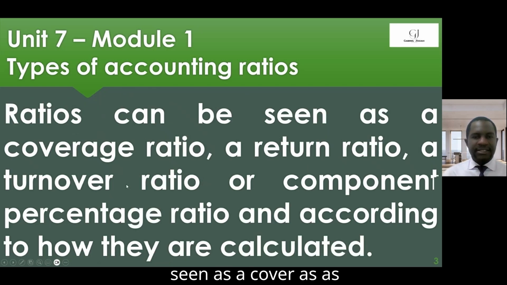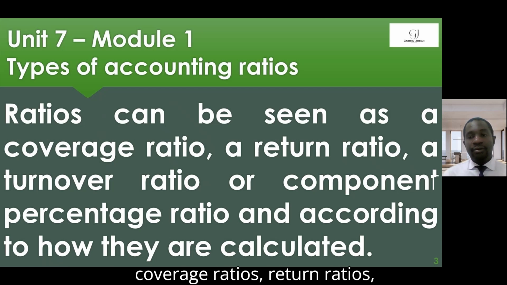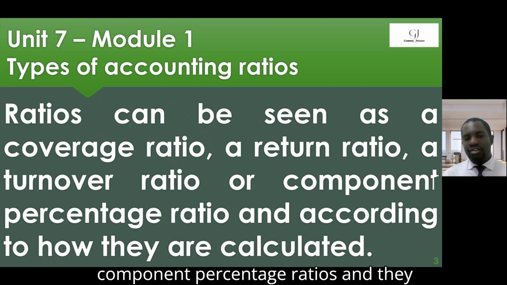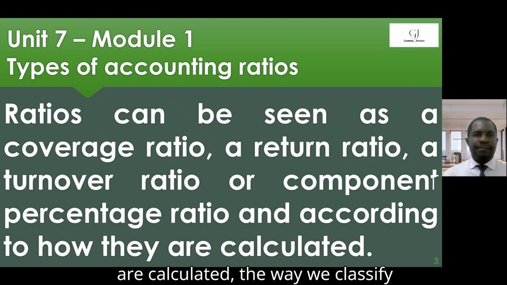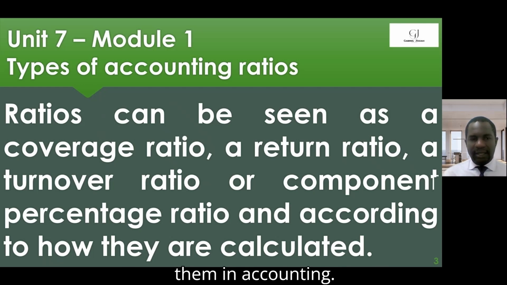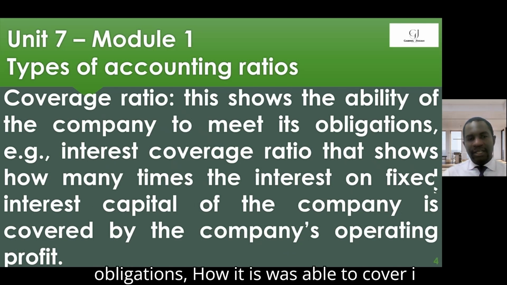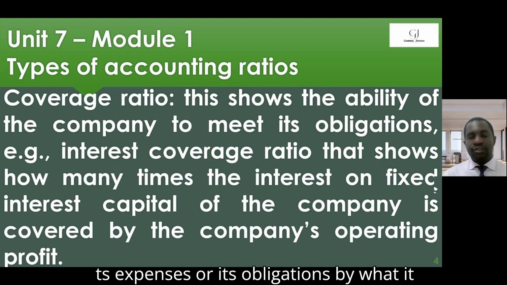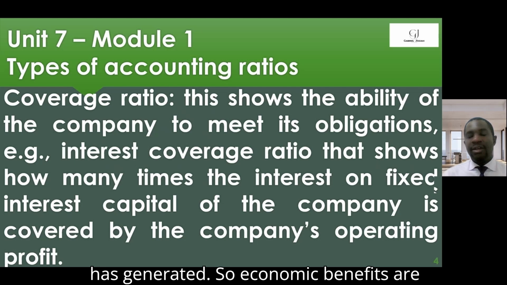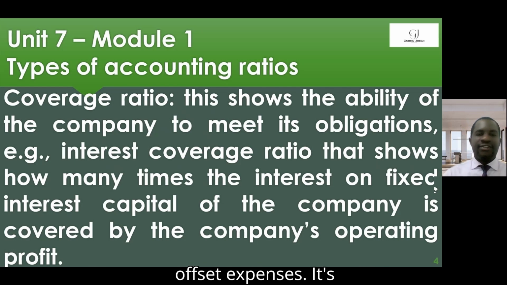So ratios can be classified in different types. We have coverage ratios, return ratios, turnover ratios, and component percentage ratios, and they are classified based on how they are calculated. Now, the coverage ratio shows the ability of the company to meet its obligations, how it's able to cover its expenses or its obligations by what it has generated. So economic benefits are generated and they are used to offset expenses.